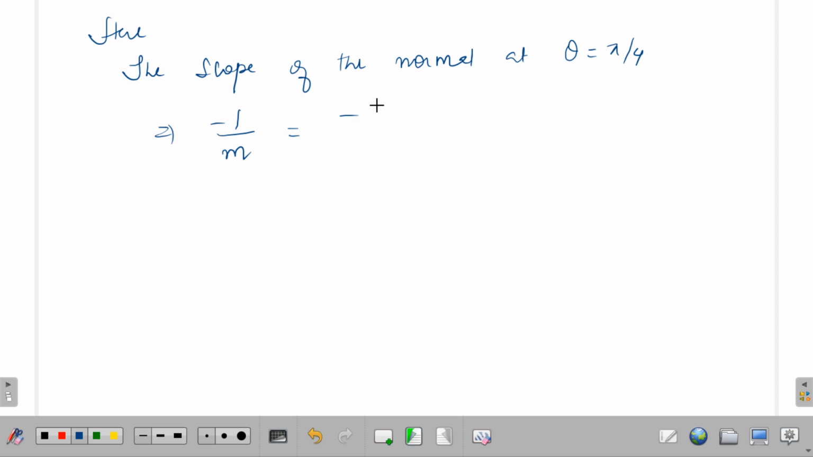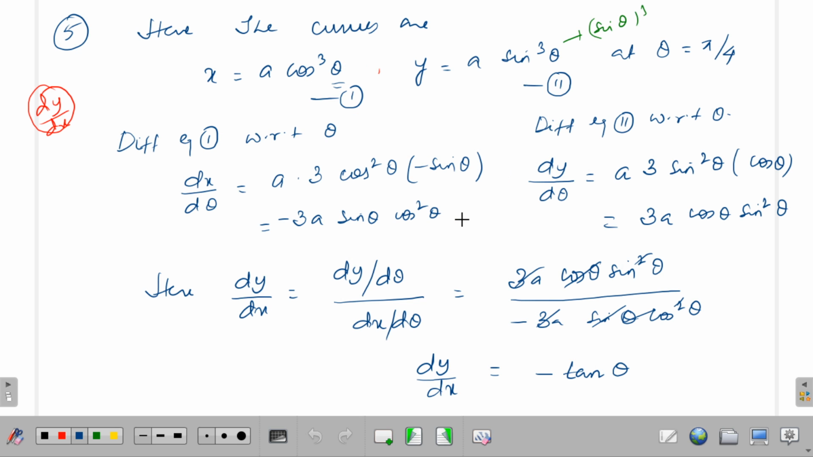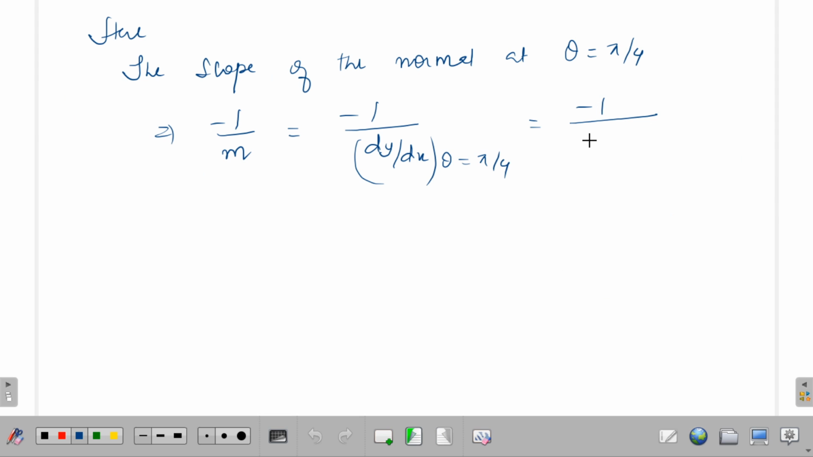But your m happens to be minus 1 by your dy by dx, and the value for theta is given to be your pi by 4, so which is minus 1 divided by, if I can go back, I got your dy by dx to be minus tan theta, so I can make this one to be minus tan, and the value for theta is given to be pi by 4, so I can cancel your minus and minus, so I get a 1. Tan pi by 4 is nothing more than 1, so it is equal to 1. So the slope of normal is nothing more than your 1, and hence that's your answer. I hope you are clear with it.